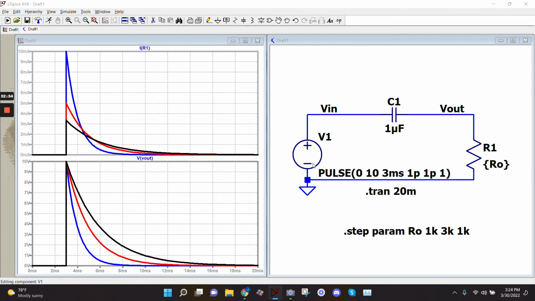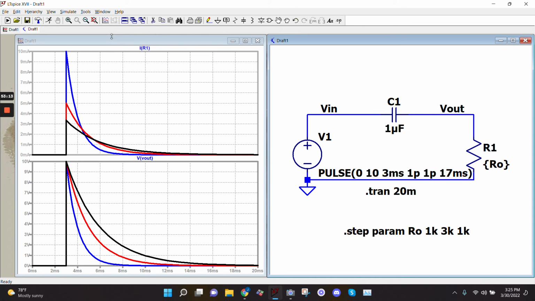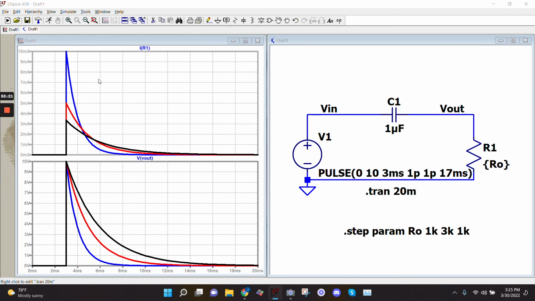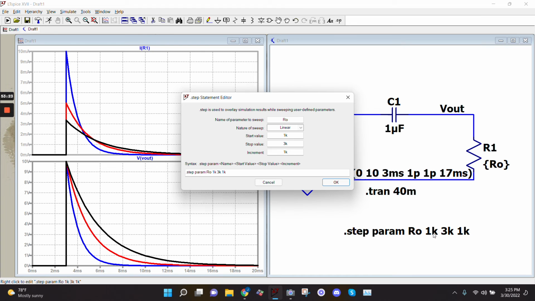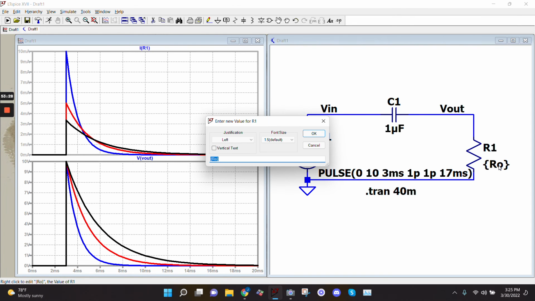So in sim, I would go back here. If I wanted it to pulse back down at 20, I would make my T on 17 milliseconds. Everybody see that? Because now it pulsed up at 3, and then 17 milliseconds later it's going to drop back down. And then I just won't put a period, like you said. So now we run it, let's say for 40 milliseconds so we can see it all happen. Let's get rid of this and put this back to just being 1K.